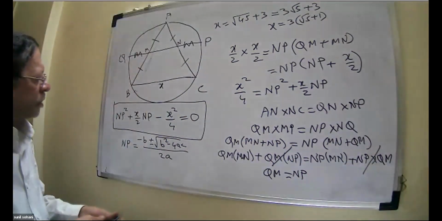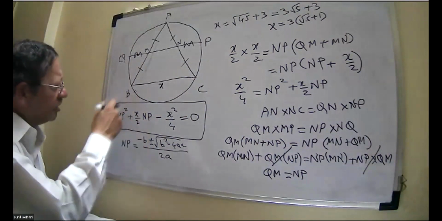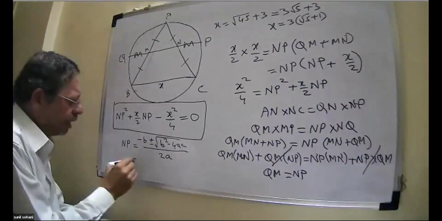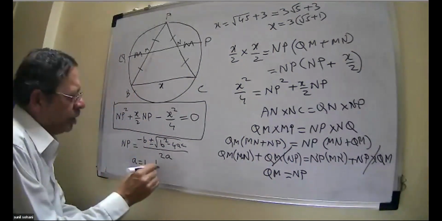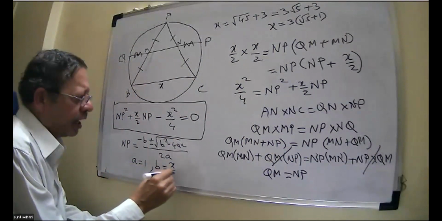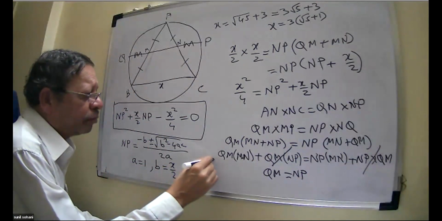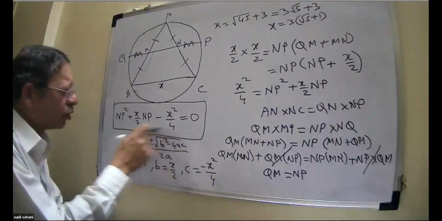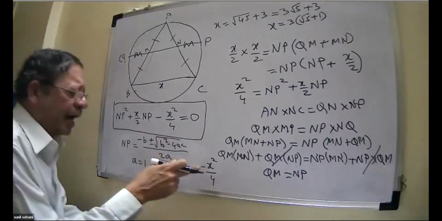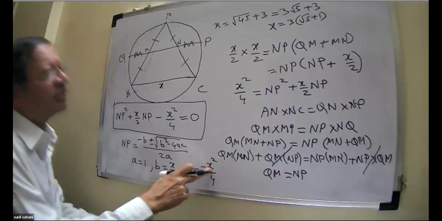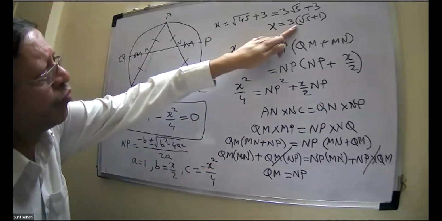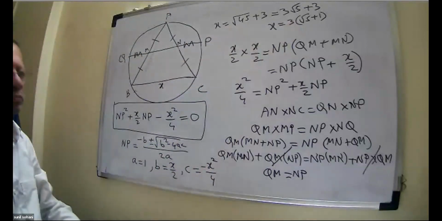So here, as per our quadratic equation, I am writing the information about a, b, c. a is 1, b is x upon 2, and c is minus x square upon 4. And this is what we are going to fill up to get the answer. And at the end, we are going to replace that x with 3 times root 5 plus 1 to get our answer.